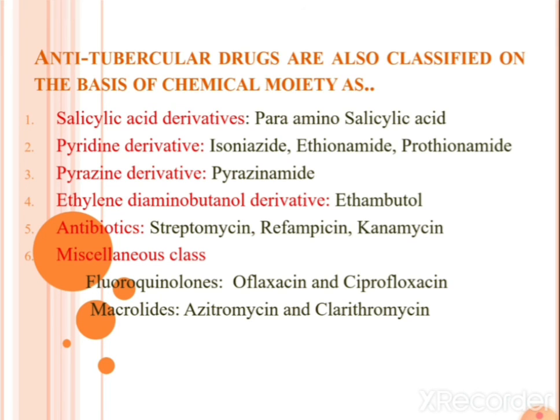Then pyrazine derivatives, example pyrazinamide. Ethylene diaminobutanol derivative, example ethambutol. Antibiotics: streptomycin, rifampicin, kanamycin. And the last one is the miscellaneous class, in which the fluoroquinolones and macrolide antibiotics are there. Fluoroquinolones: ofloxacin and ciprofloxacin. Macrolides: azithromycin and clarithromycin. So this is another classification of anti-tubercular agents. You need to remember this.